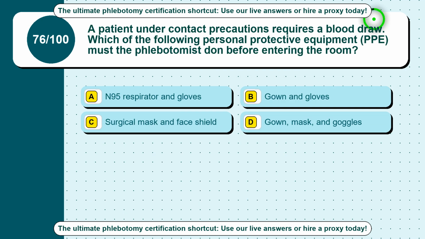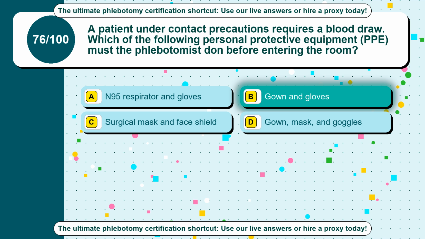Question 76. A patient under contact precautions requires a blood draw. Which of the following personal protective equipment, PPE, must the phlebotomist don before entering the room? Option A, N95 respirator and gloves. Option B, gown and gloves. Option C, surgical mask and face shield. Option D, gown, mask, and goggles.